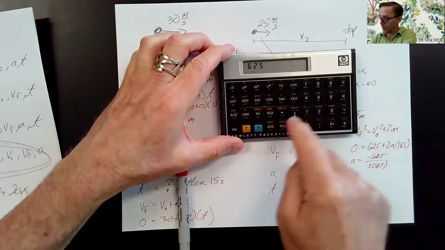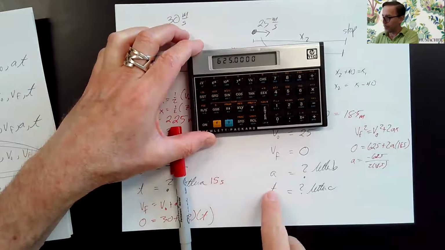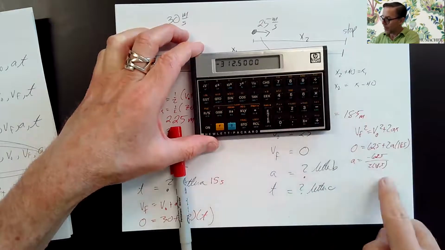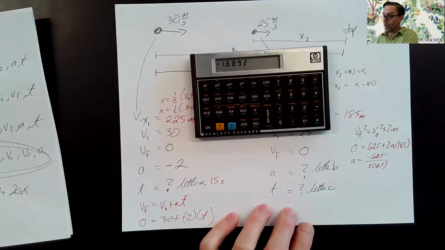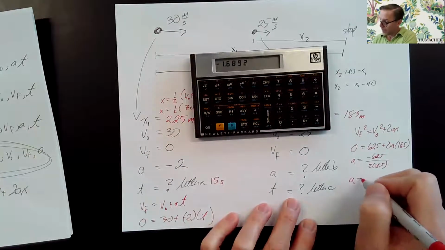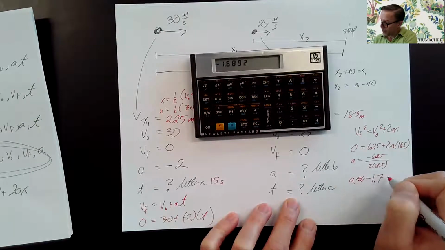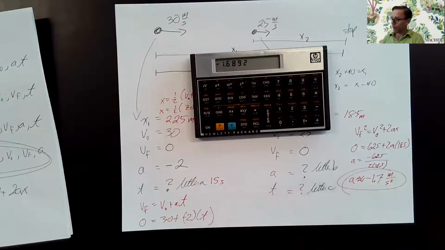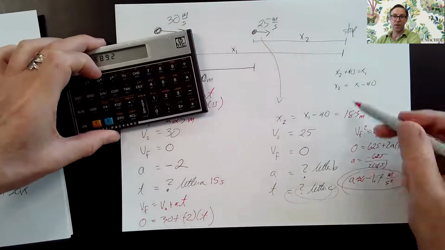Oh, here, I'll prove it. I did 25 squared. 25 times 25 is 625. Make it negative. Divide by 2 and then divide by 185. And I got negative 1.7. A is approximately equal to about negative 1.7. It's an acceleration, so I write meters per second squared. And this is easy to find because you have all the other three.